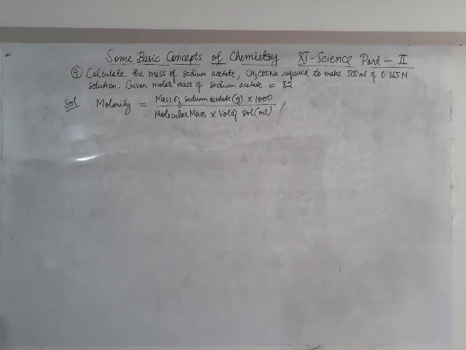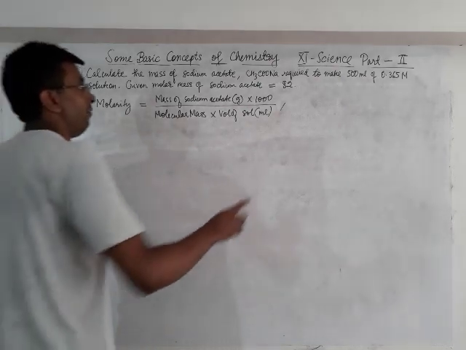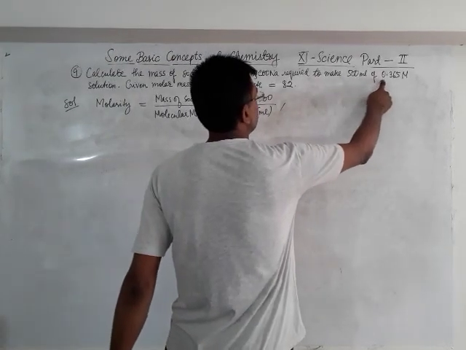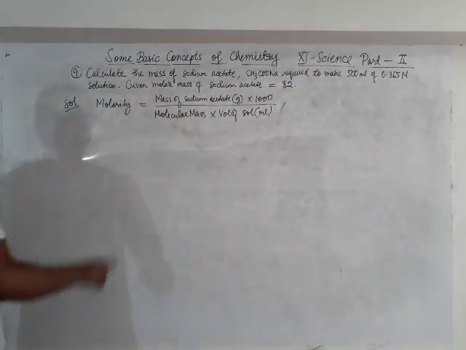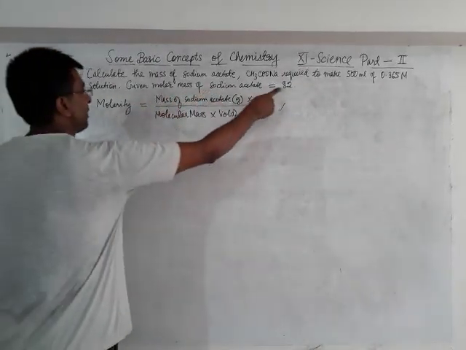Okay students, now let us come to the next question, that is question number 9. This is a problem based on molarity. The question says, calculate the mass of sodium acetate, CH3COONa, required to make 500 ml of 0.365 M solution. The molar mass of sodium acetate is given as 82.